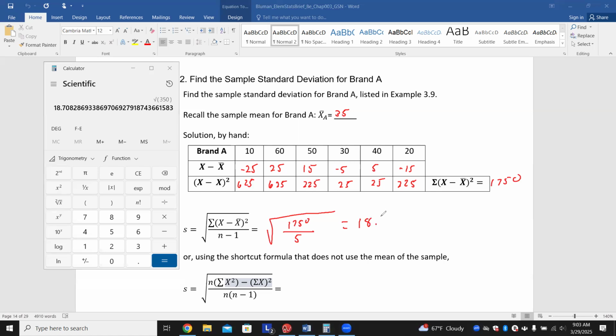Again, all this went by whole numbers, so I'm going to go to just the tenths. So this would be 18.7.